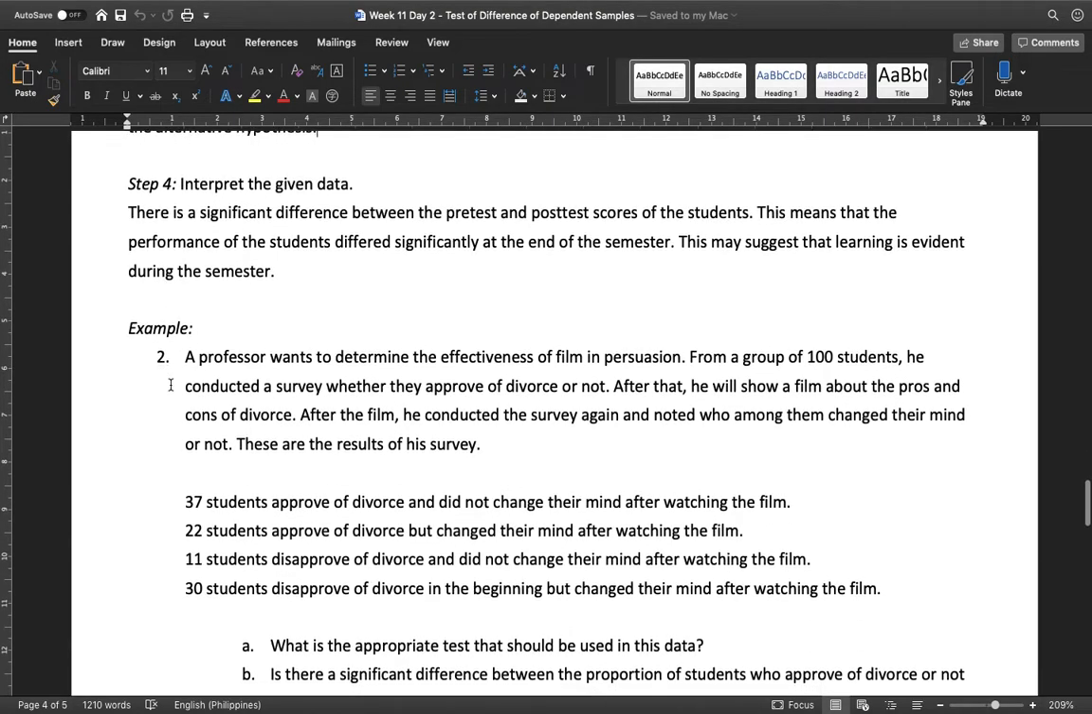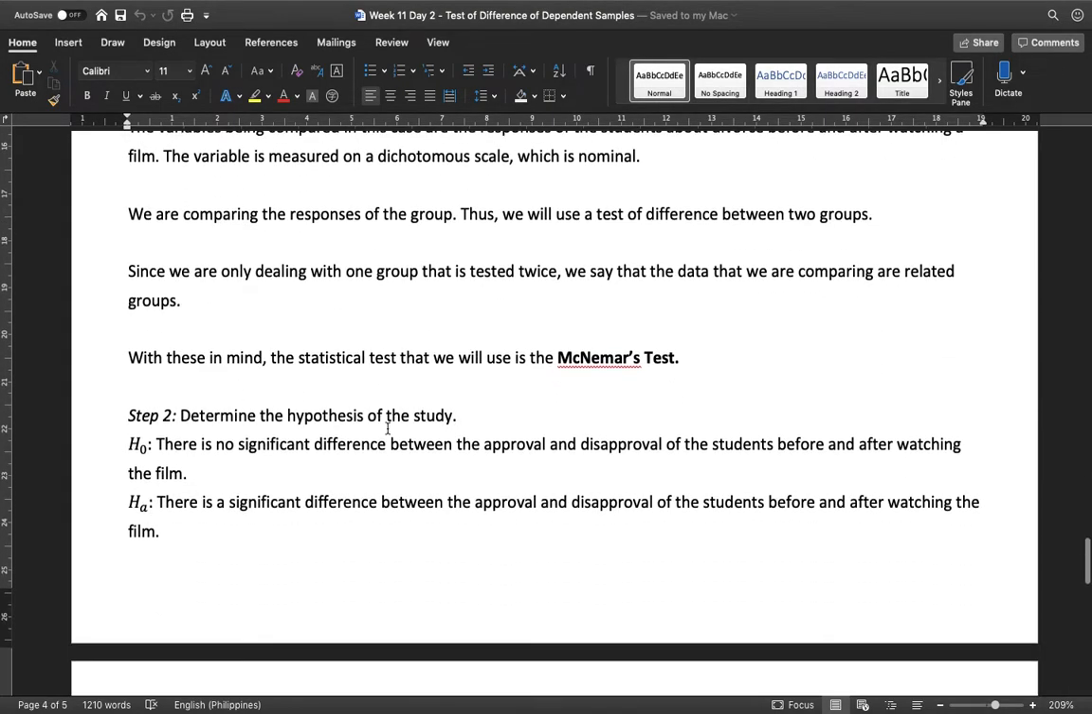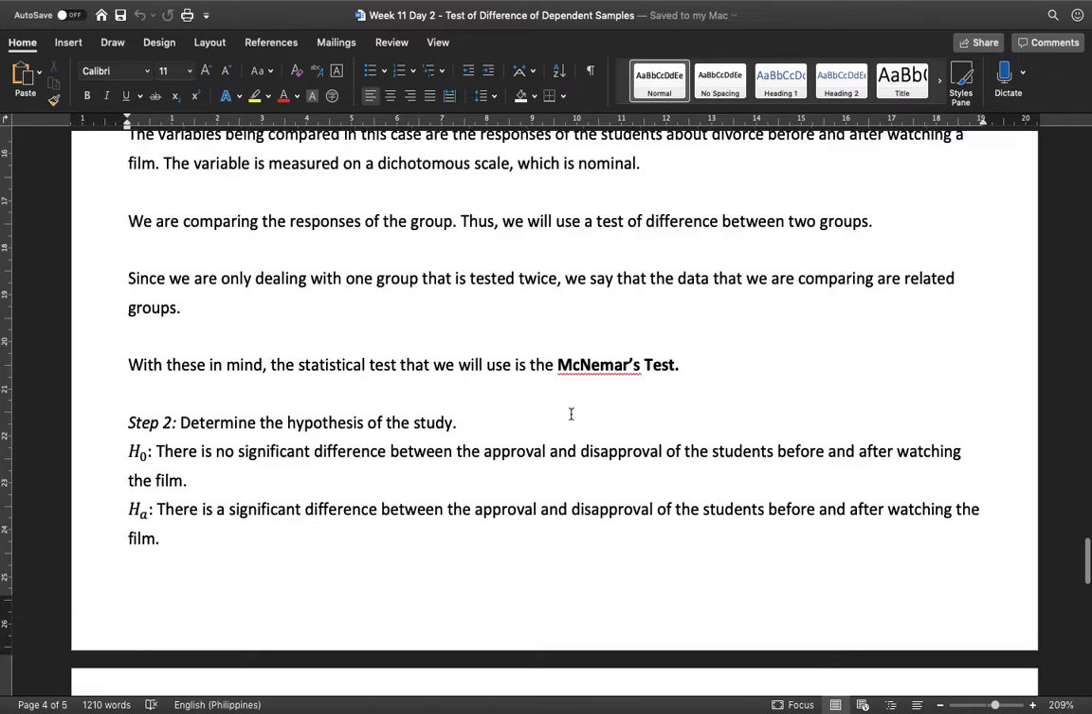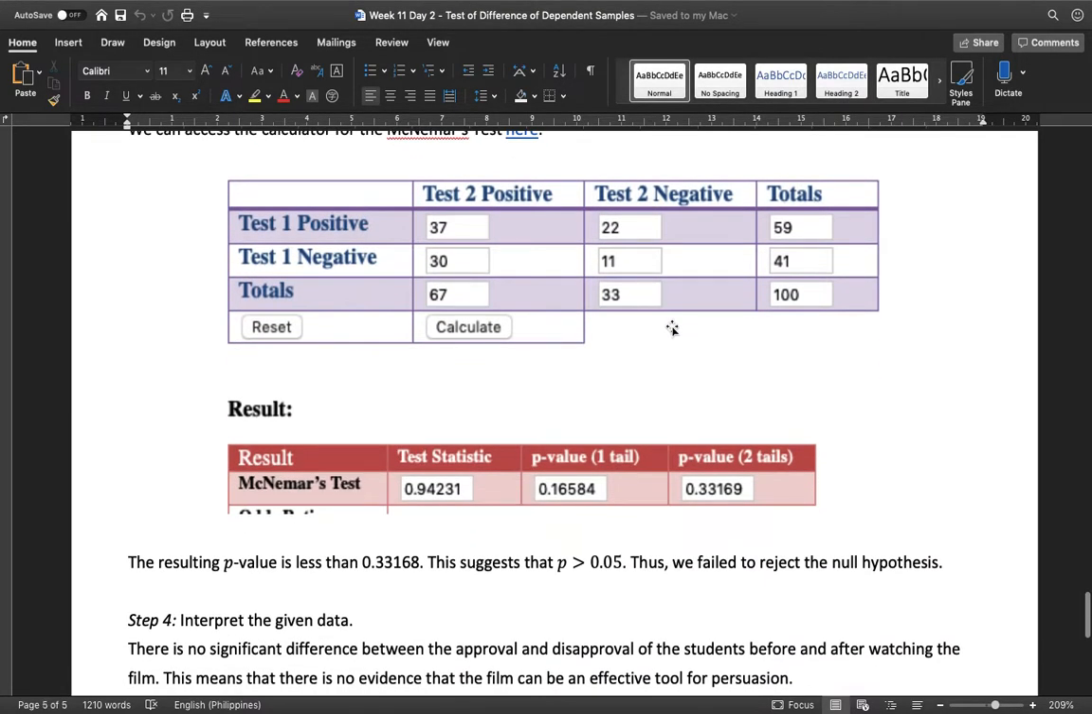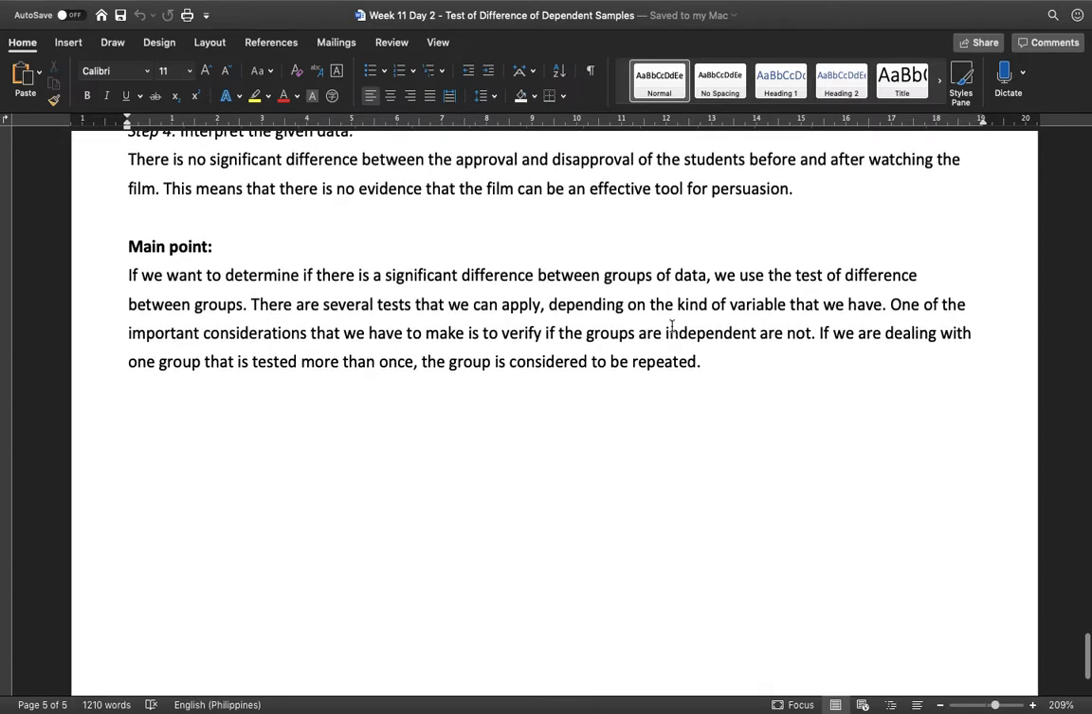So, yun. May isa pang example dito. Aralin nyo to. Actually, maganda itong example kasi it makes use of the McNemar's test. So, pero I'll leave it up to you, okay? Aralin. So, if you want to determine if there's a significant difference between groups of data, we use the test of difference between groups. There are several tests that we can apply depending on the kind of variable that we have. One of the important considerations that we have to make is to verify if the groups are independent or not. If we're dealing with one group that is tested more than once, the group is considered to be repeated.